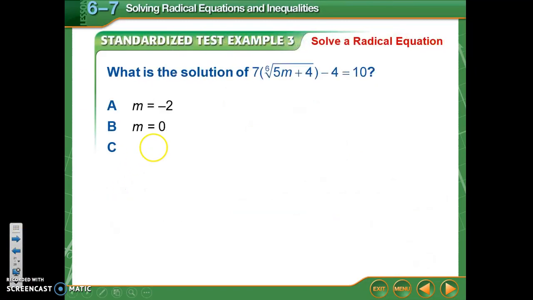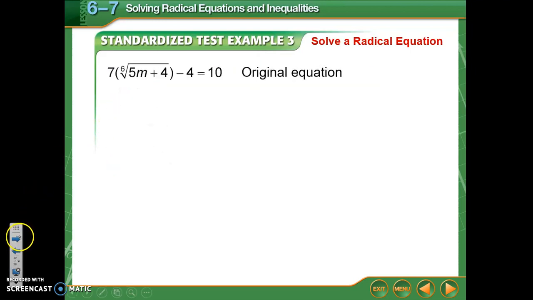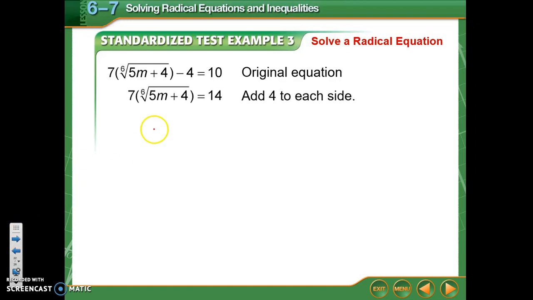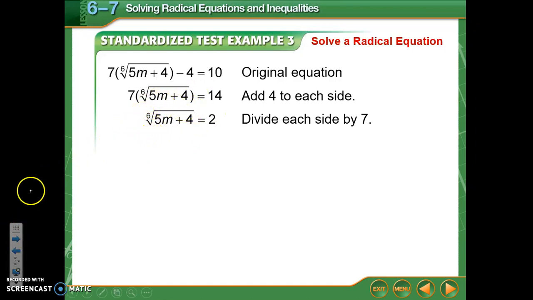All right, let's look at this one. We have a more general radical equation. This time I'm talking about a 6th root equation. So we're going to pick our solution from one of these. So just like with all of the other radical equations, I have to isolate the radical. So we're going to add 4 to each side, just like normal. Then divide both sides by 7 so that I get the root by itself. Remember, I'm trying to isolate the radical.